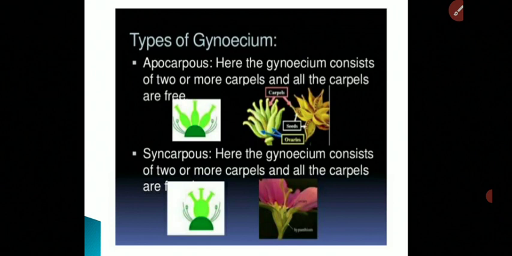In the apocarpous condition, many carpels are present in the gynoecium whorl, and these carpels do not attach with each other. There is no fusion between these carpels, and this condition is called an apocarpous gynoecium, or an apocarpous polycarpellary condition. This is found in the Michelia plant.